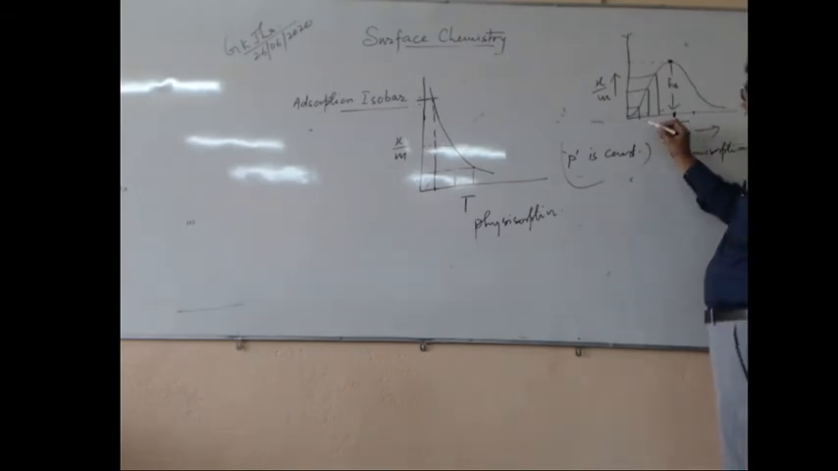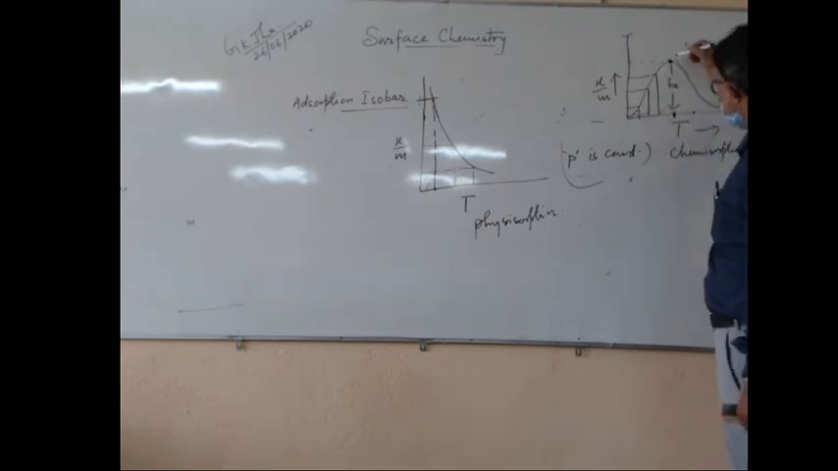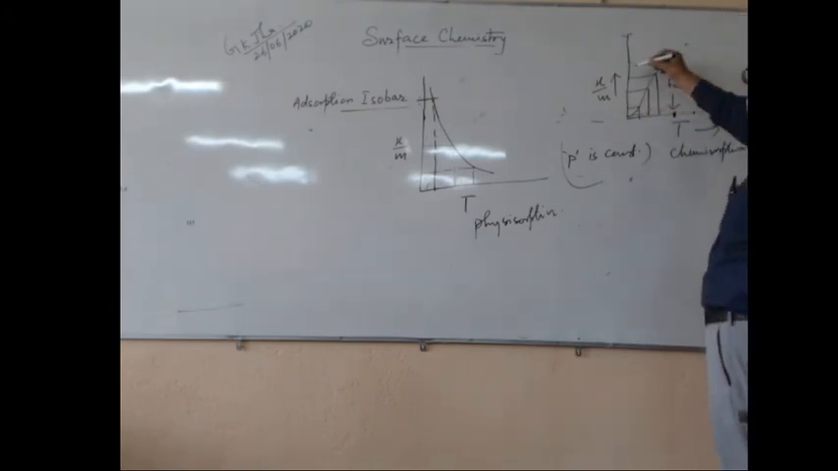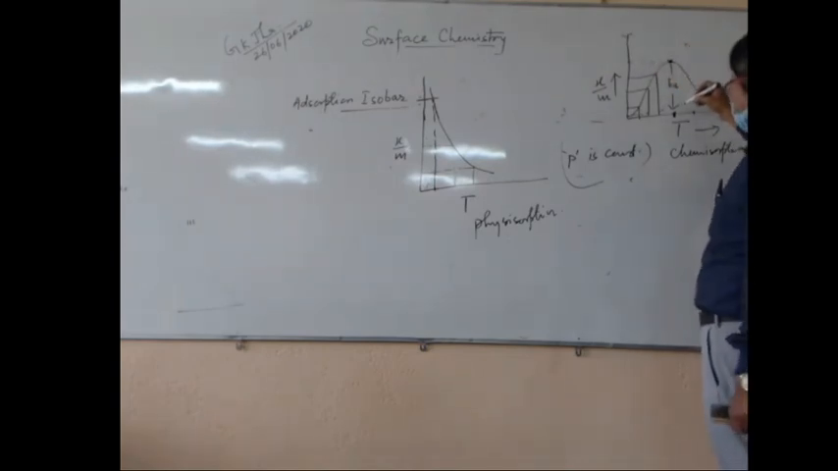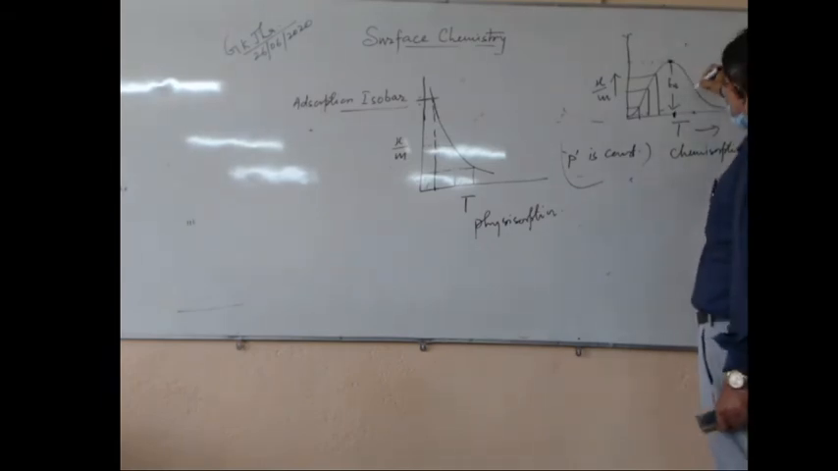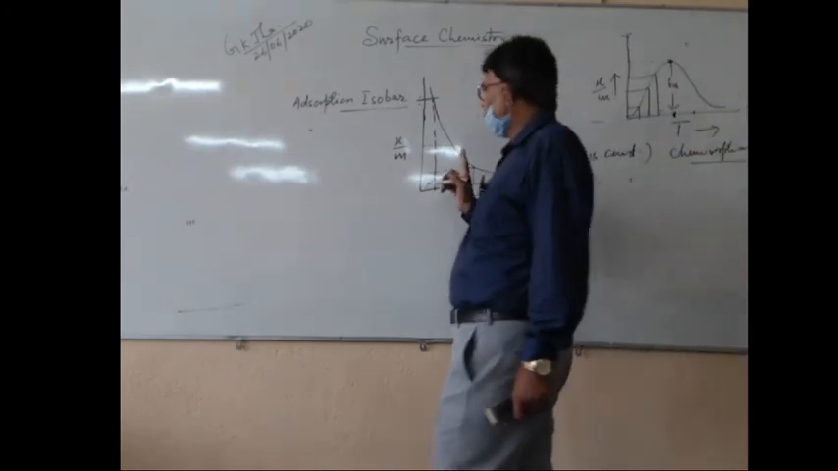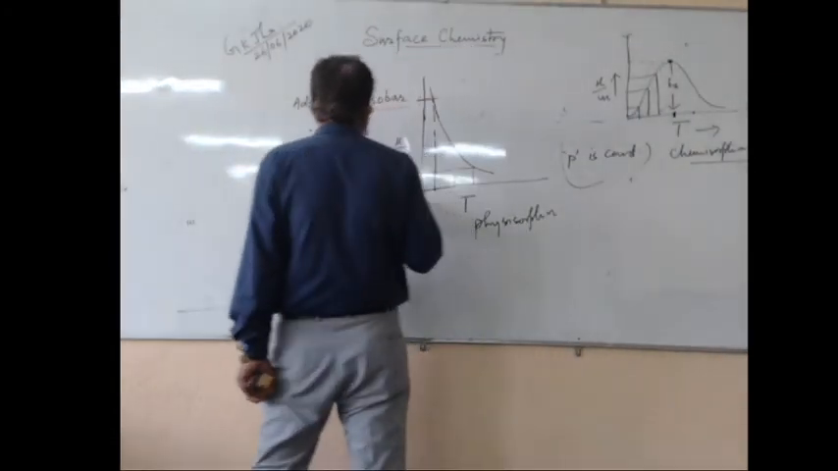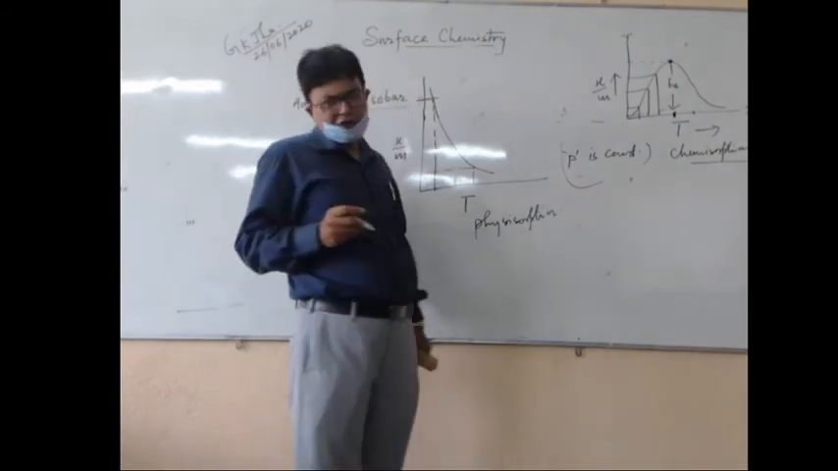So initially with rising temperature, extent of chemisorption increases, reaches a point where extent of adsorption is maximum, and beyond that temperature, what happens? This extent of adsorption keeps decreasing. So this is the adsorption isobar for chemisorption, and this is the adsorption isobar graphical plot for physisorption.